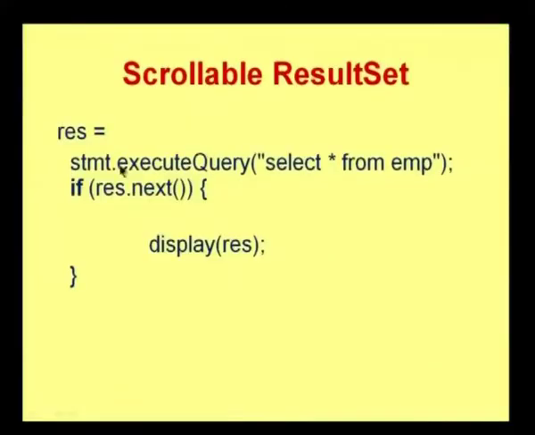So, here statement.executeQuery. You know that there are two methods, one is executeUpdate and the other is executeQuery. executeUpdate is normally used for DDL commands and DML commands, whereas executeQuery is used to write a query. Here we are trying to access all the rows and all the columns of a particular table EMP. Now the result set will hold all the rows and columns of this table.